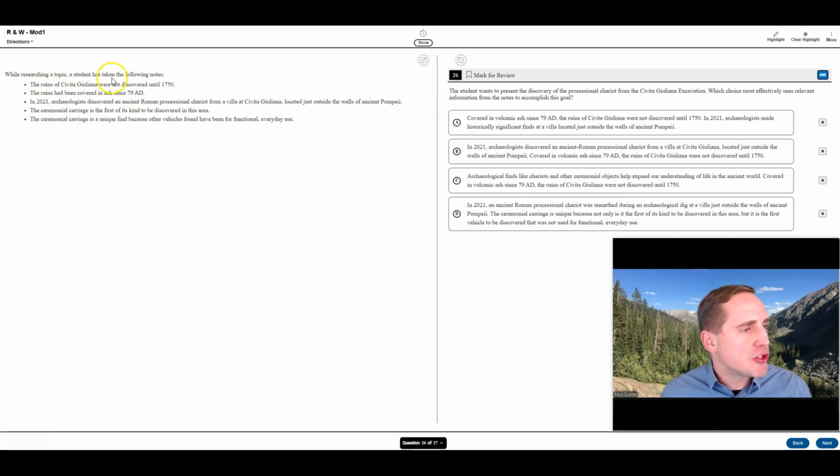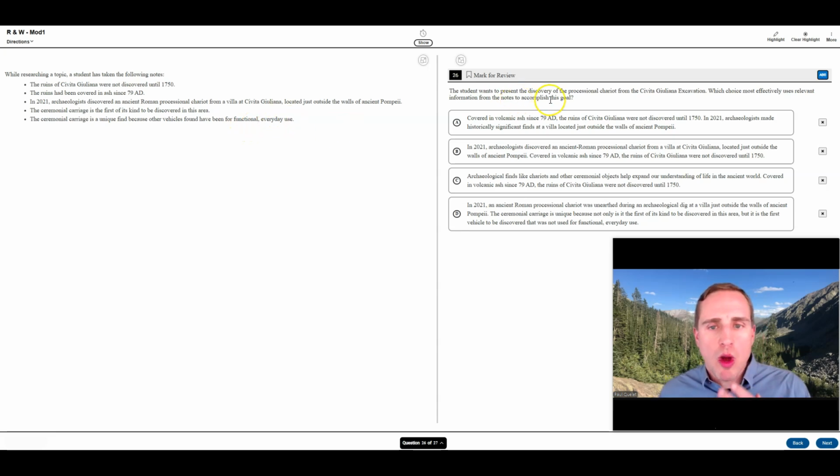While researching a topic, a student has taken the following notes. The ruins were not discovered until 1750. They had been covered in ash since 79 AD. In 2021, archaeologists discovered the ancient Roman ceremonial chariot from a villa at Civita Guiana, located just outside the walls of ancient Pompeii. The ceremonial carriage is the first of its kind to be discovered in this area, and it's also a unique find because other vehicles found have been for functional everyday use.